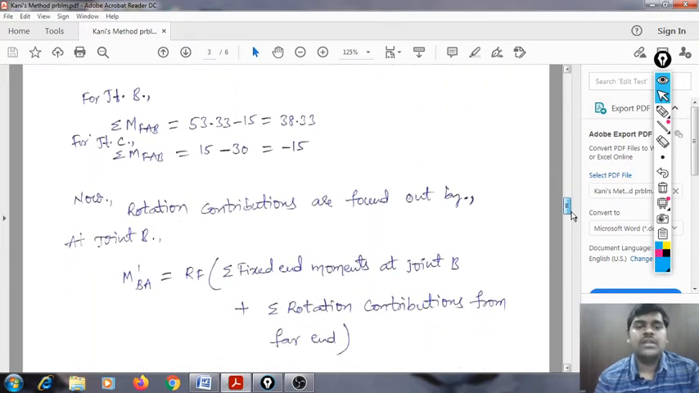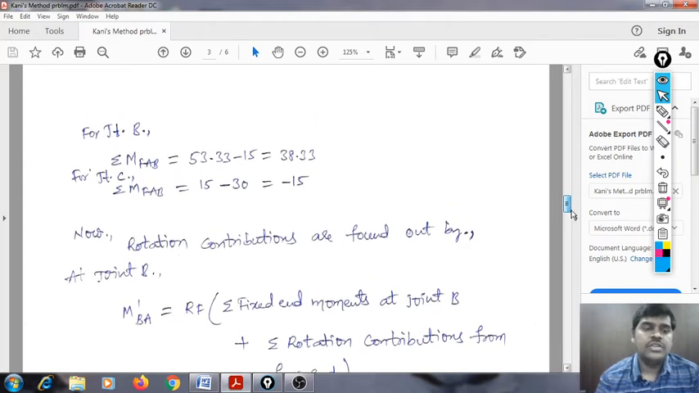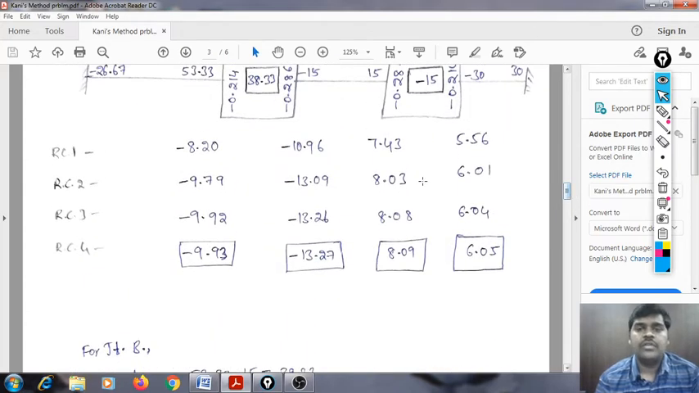Next, now the rotation contributions are found out. How are we finding them? At joint B, I am writing for your students' sake this row as rotation contribution 1, this is rotation contribution 2, this is rotation contribution 3, and this is rotation contribution 4. So what is the importance of doing this many iterations? Because as we keep on going with iterations, there will be a step where there will not be any difference between two rows.